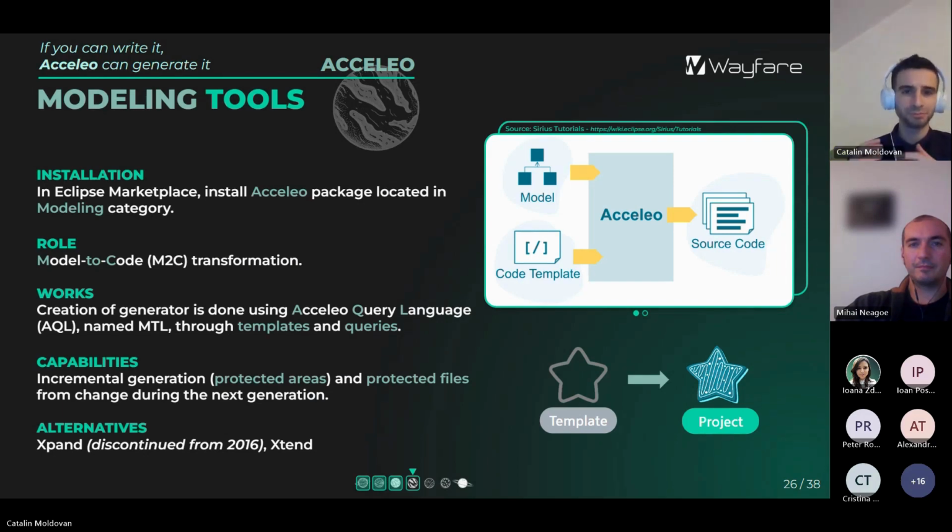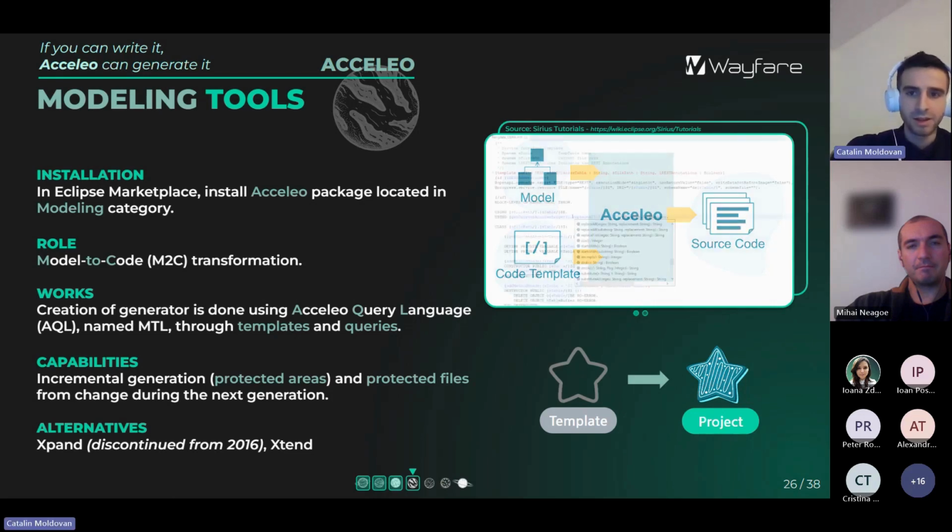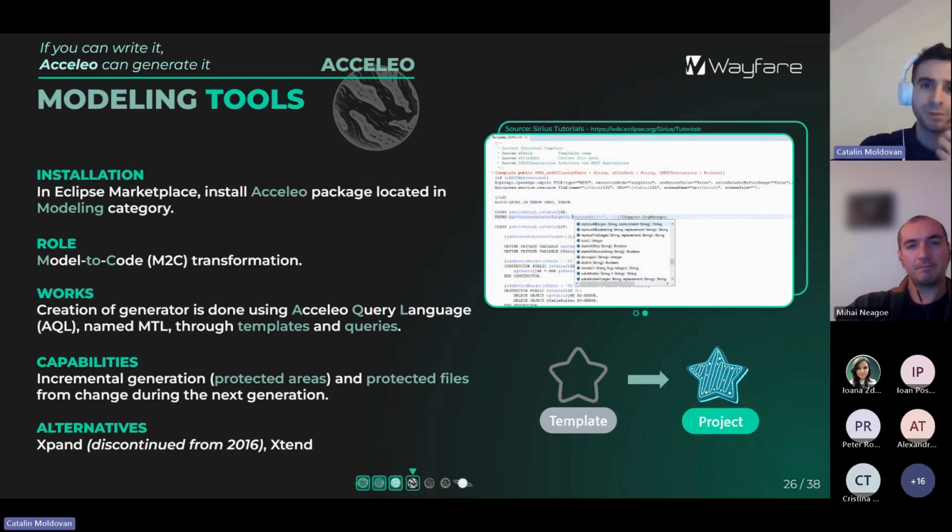Acceleo is used to transform our model into code. But to be able to generate the code, we need some code templates as well. And these templates can be written in any programming language. But in our case, we can use OpenEdge, we can also use Java, Python, any kind of programming language.